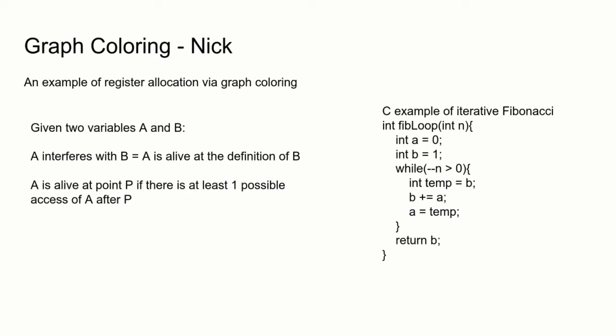For example, take a look at the iterative Fibonacci function on the right side of the slide. You can see that the variable A is alive at the definition of B because it will be used after it inside the while loop. Even though it may not actually be used, because the internals of the while loop may not execute, if say n were to be 1, the possibility is still there. And remember, we are doing static analysis, so we have to assume that if it's possible, it will happen.